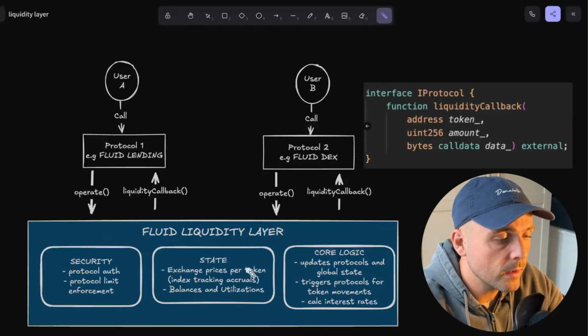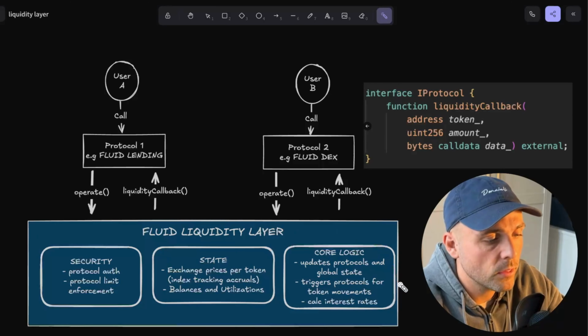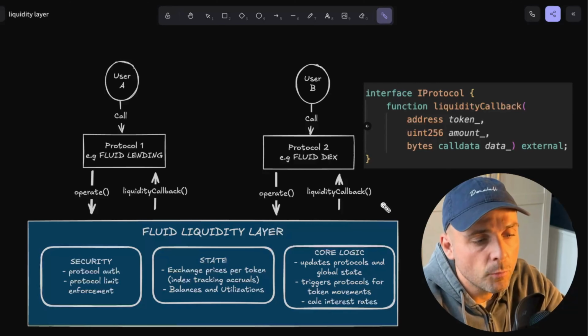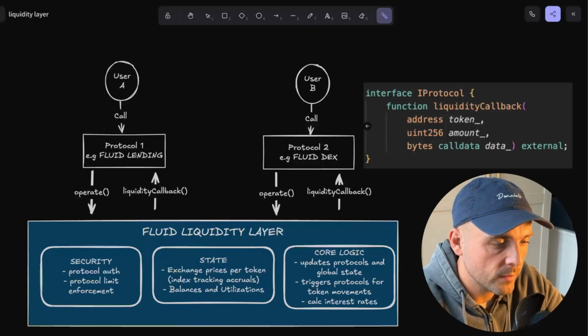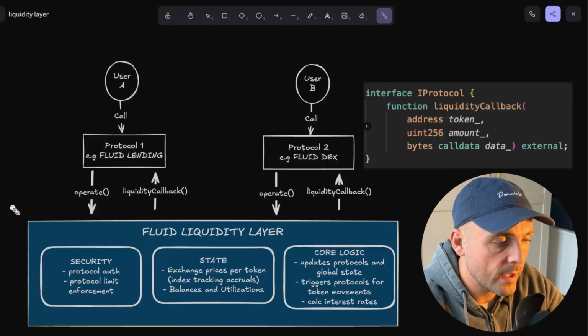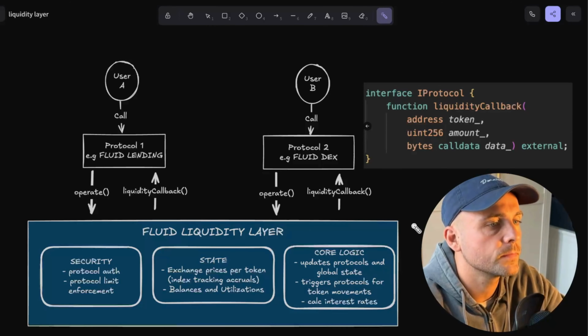And what I really like about this design is that this Fluid liquidity layer that is central to everything is creating this flywheel effect, where the more applications that build on top of it, the higher the utilization rates of these assets, and by extension, the higher the interest rates. And these interest rates in turn lead to more lenders and more capital flowing into the liquidity layer, which in turn leads to more applications, and so on and so on.